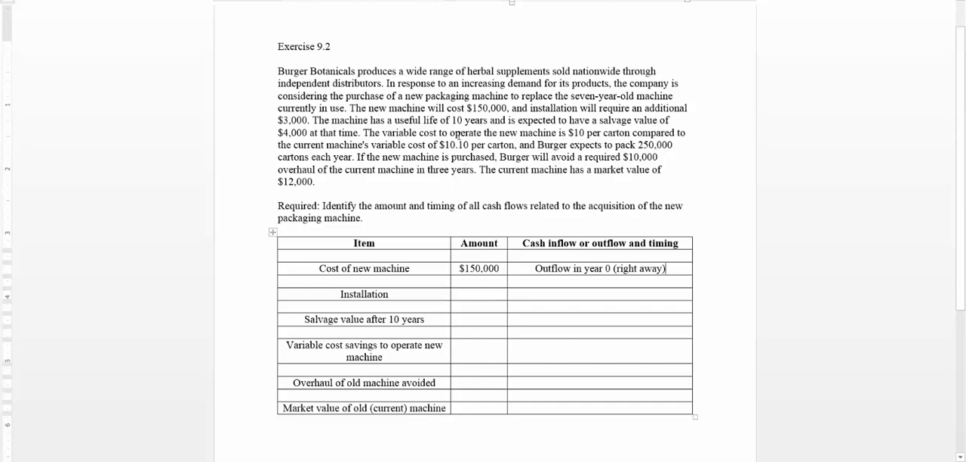Okay, next is installation. Installation will require an additional $3,000. So let's put that $3,000 here. That's going to be the same as above. We're going to have an outflow and it's going to be in year zero.